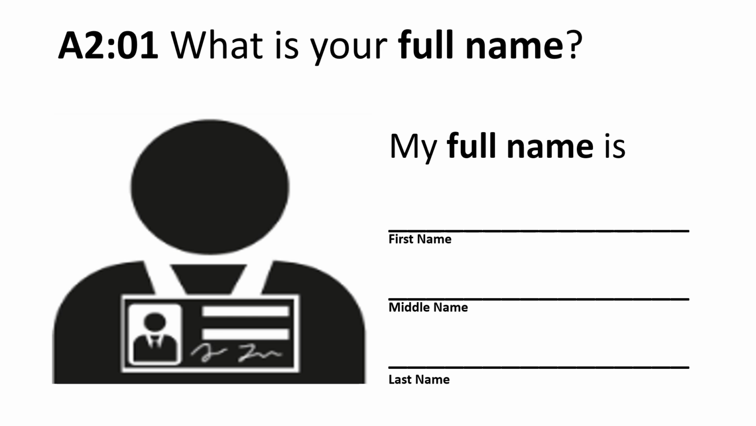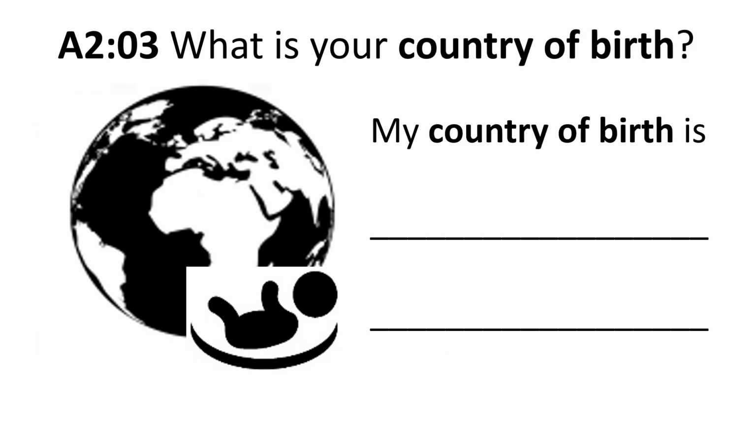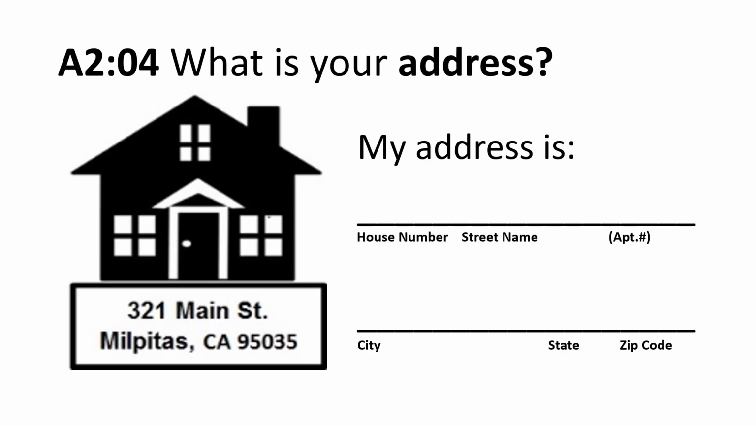Question 1. What is your full name? My full name is Ana Maria Garcia. Question 2. What is your date of birth? My date of birth is May 4th, 1980. Question 3. What is your country of birth? My country of birth is Guatemala. Question 4. What is your address? My address is 321 Main Street, Milpitas, California, 95035.